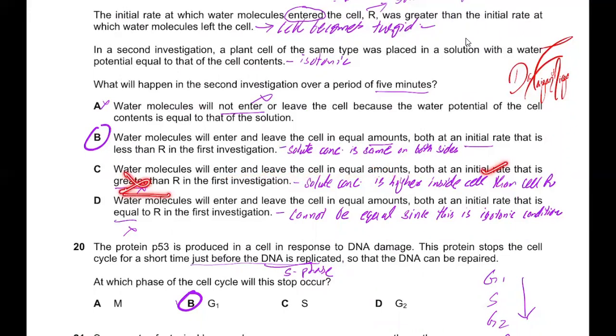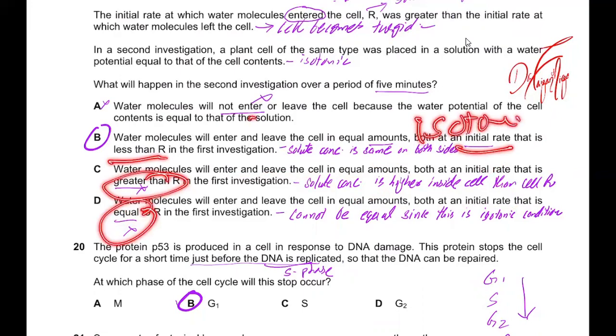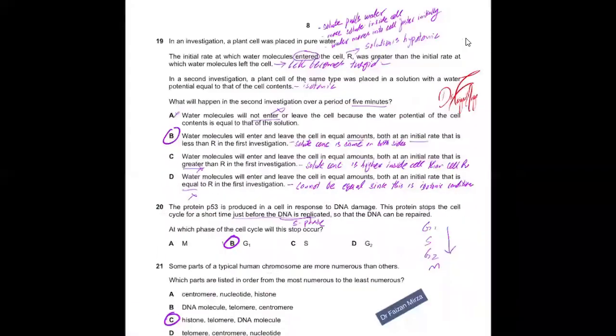Both at an initial rate that is greater than R? No, that's not possible, because it's an isotonic condition. Water molecules will enter and leave the cell in equal amounts, but both at an initial rate that is equal to R? No, again, this is incorrect. It cannot be greater. It cannot be equal. This must be less, because it is an isotonic state versus a condition in which you are placing the cell in a hypotonic condition.